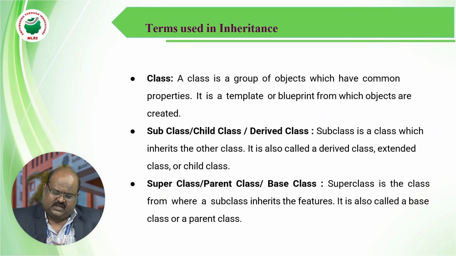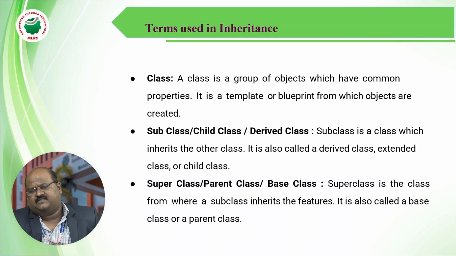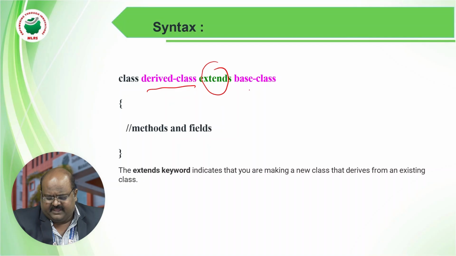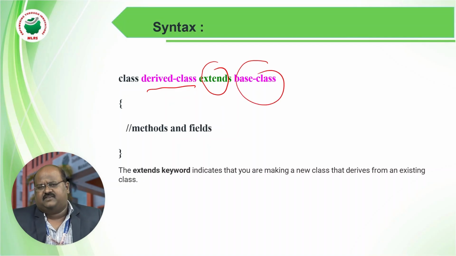Coming to the terms that we use in inheritance, it is class. See, there is your base class and your derived class, or you can call them a parent class and a child class. The parent class can also be referred to as the superclass. Here is the syntax of how we declare and inherit a class. Here we write a derived class, and by using the extends keyword we inherit a base class, so that whatever properties the base class has are all available to your child class reference.